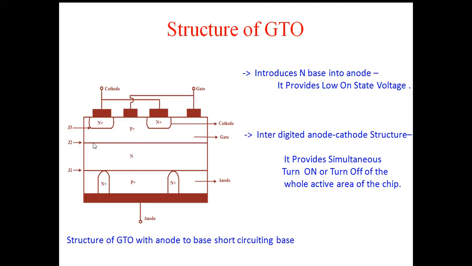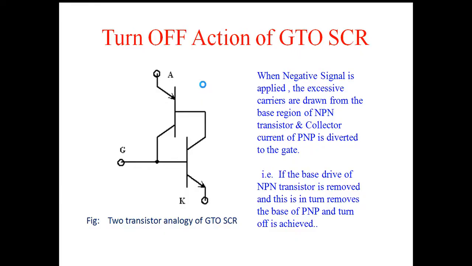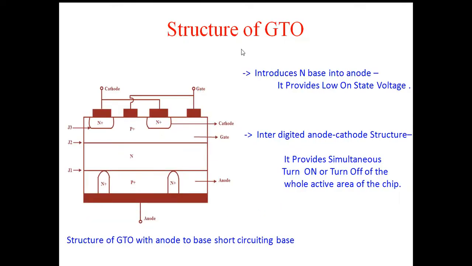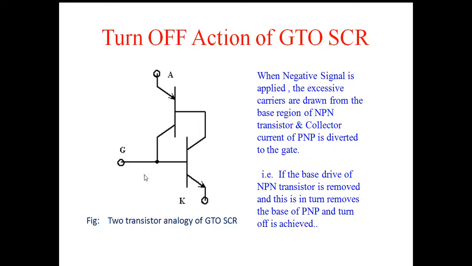It also consists of an interdigitated anode cathode structure, which provides simultaneous turning on and simultaneous turning off of the device. It is for simultaneous turning on by providing a gate signal, and simultaneous turning off by providing a negative pulse across the gate circuit. And the N base into the anode provides low on state voltage. So this is the structural representation of GTO.